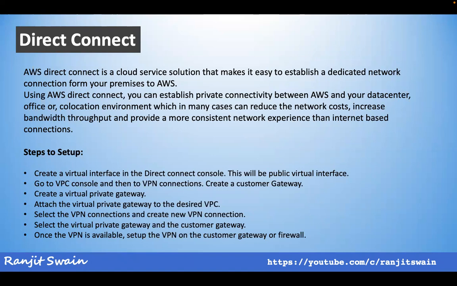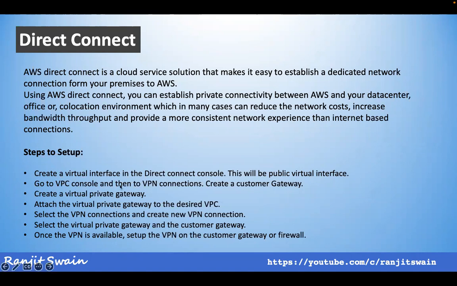What is Direct Connect? So AWS Direct Connect is a cloud service solution that makes it easy to establish a dedicated network connection from your premises to AWS. So for your on-premises networks, if you want to connect to AWS using the Direct Connect service provided by AWS, you can directly connect to any AWS services from your on-premises services.